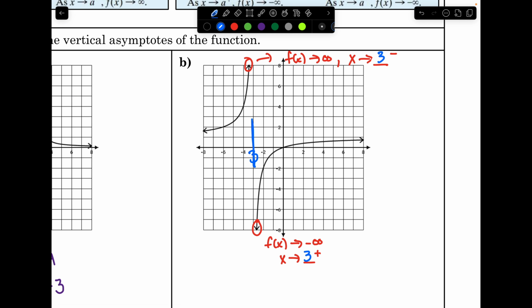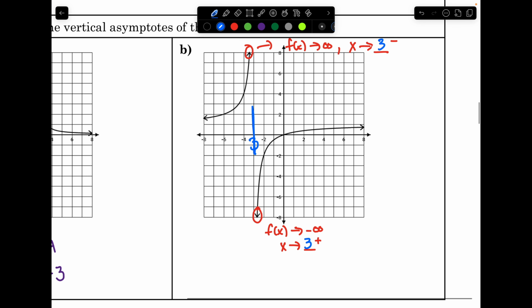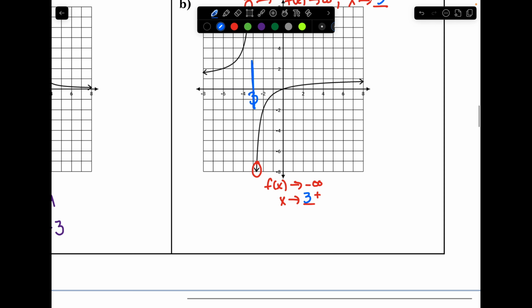And again, it doesn't matter which direction is pointing where. As long, again, as it's becoming vertical, we're going to see that the discontinuity occurs there. So this thing has a vertical asymptote at x equals positive 3.